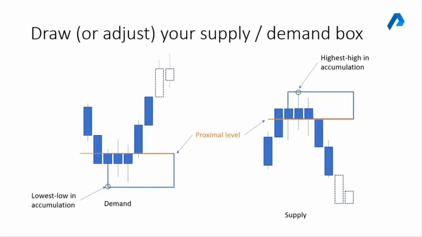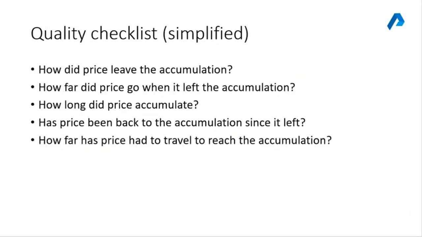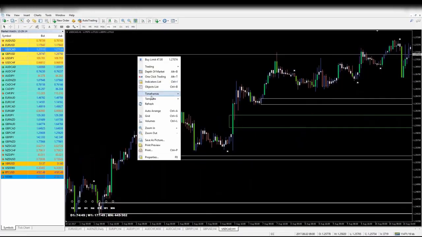Okay, so it's pretty simple. Now we have the quality checklist, and I've got it on my whiteboard here. So you take a look at the way price left the area. This is super important. How did price leave accumulation?